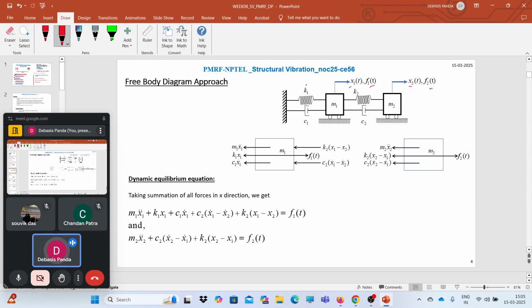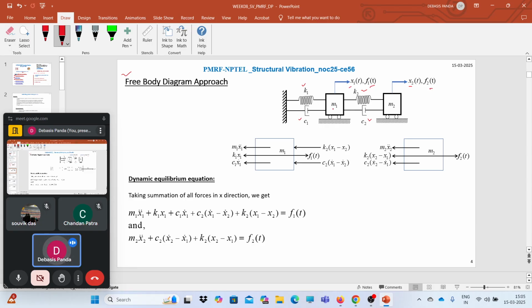And for the first story, we have a stiffness K1, damping C1. For the second story, we have stiffness K2 and damping C2. So first we will develop the equation of motion using the free body diagram approach.